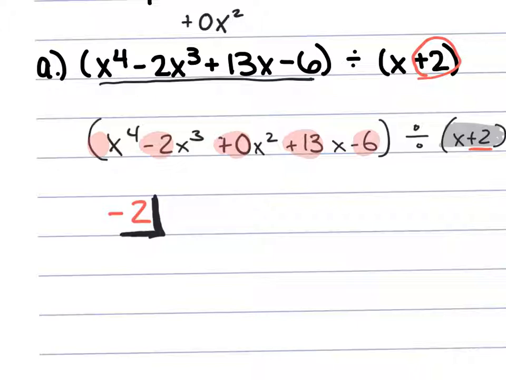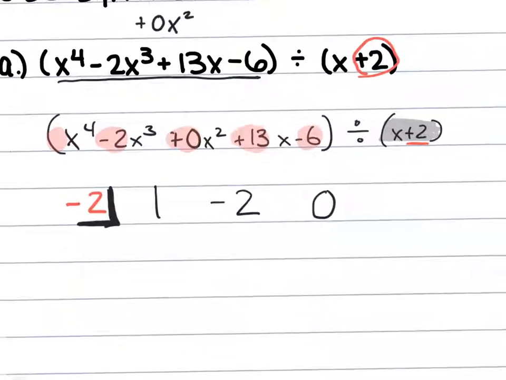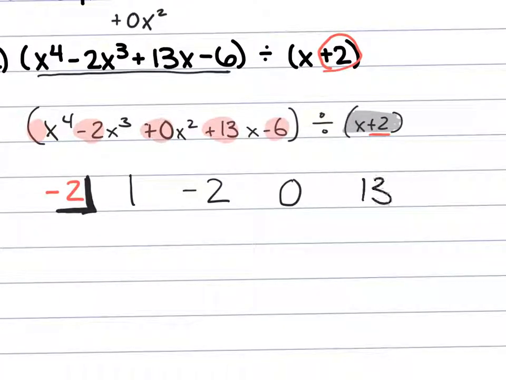So tell me what numbers I'm going to write. 1. Oh, sorry, let me get that. There we go. 1. Negative 2. I'm leaving myself a little space here. Then 0. 13. If you can believe it, you've done the worst part of synthetic division there. That was the hardest thing that you have to do.